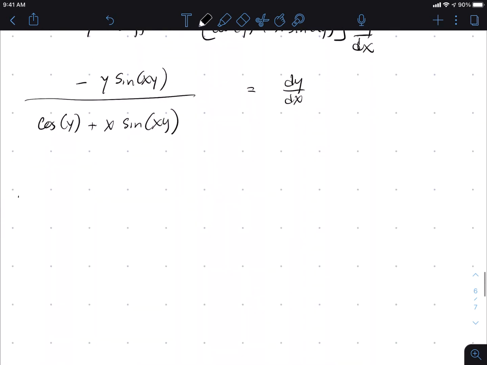All right, number 11. So let's find the derivative of sine of 7 ln of x.